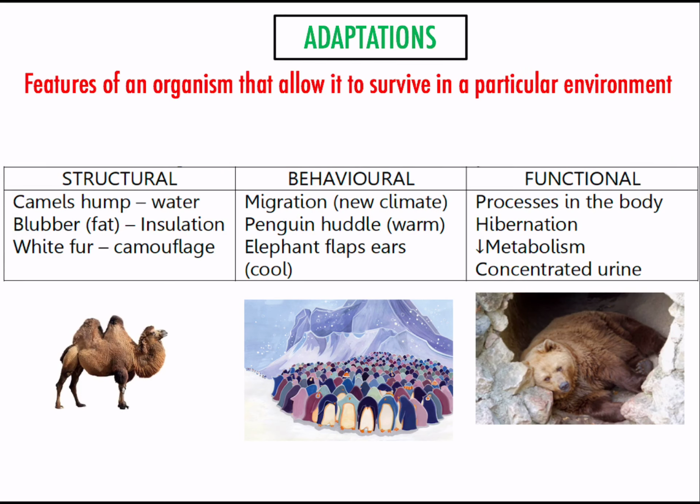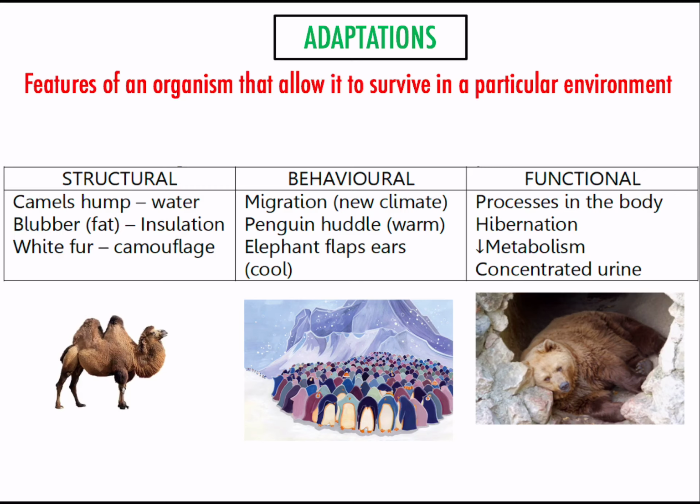And then you have functional. Functional is processes within their body. So, for example, bears in the winter hibernate. So that means they go into a deep sleep, their metabolic rate drops, the speed of chemical reactions drops. So again, they conserve food. Now again, hibernation is not part of their body structure, and it's not part of their behavior. It's mainly to do with chemical reactions within their body.